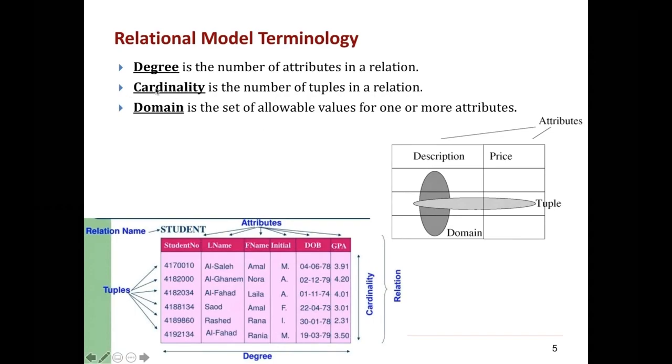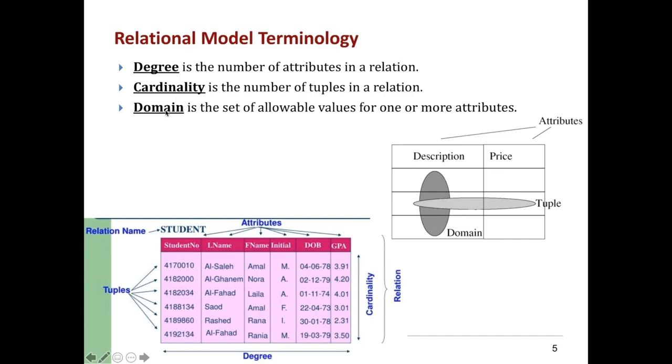Second concept is cardinality. Cardinality means how many rows are here, how many records have you saved, how many tuples. Let's count the rows. 1, 2, 3, 4, 5, 6 rows. So cardinality of this table is 6.